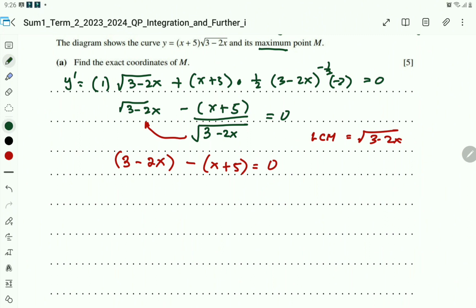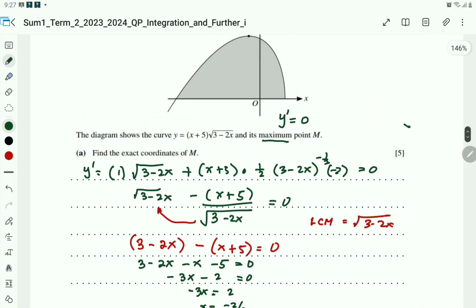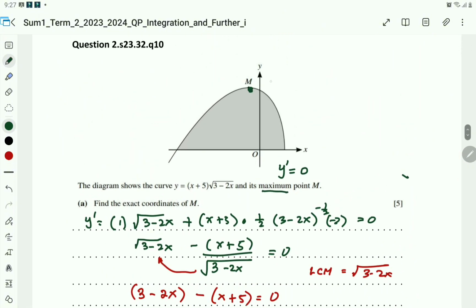And then what you're going to do, simplify this: 3 minus 2x minus x minus 5 equals 0. So this is negative 3x minus 2 equals 0. So negative 3x equals 2. x is equal to negative 2 over 3. So meaning this point is at x equals negative 2 over 3.